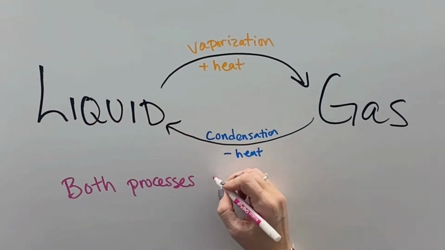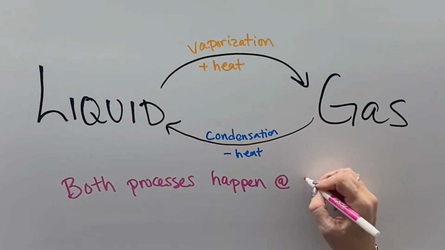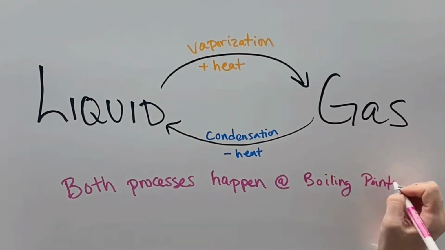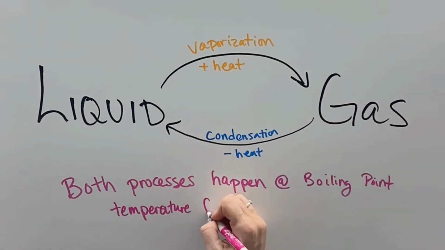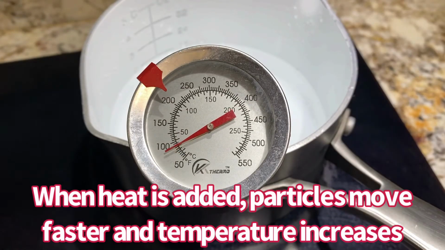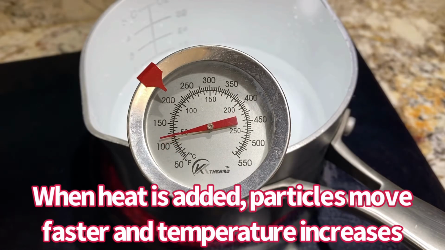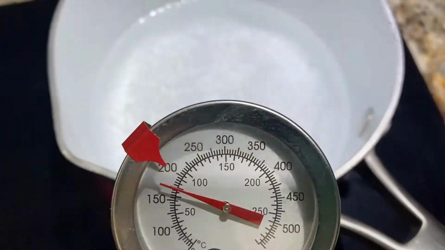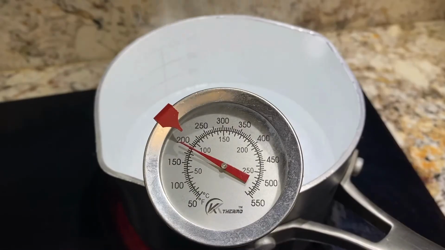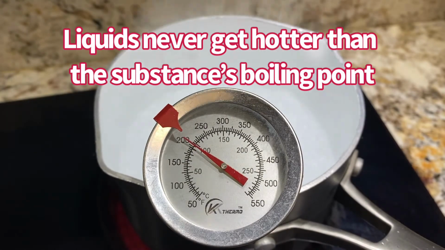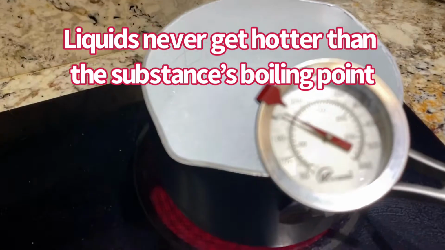Both of these processes, vaporization and condensation, happen at the boiling point temperature for a substance. So it's not that there's a vaporization point and there's a condensation point. They both happen at the same temperature. When we add heat, we can see the temperature increases and increases. And when we look in here, it looks like it's boiling because those gas particles at the bottom of this water are jumping up into the air.